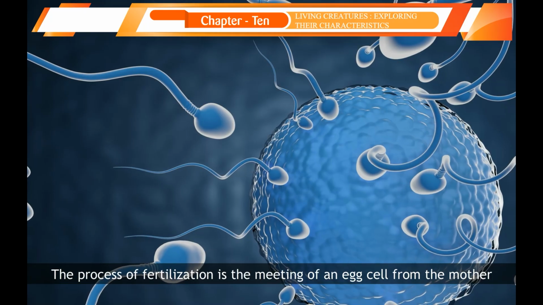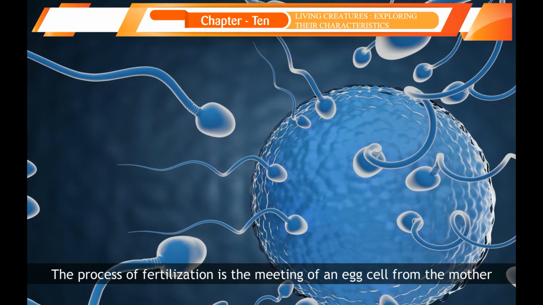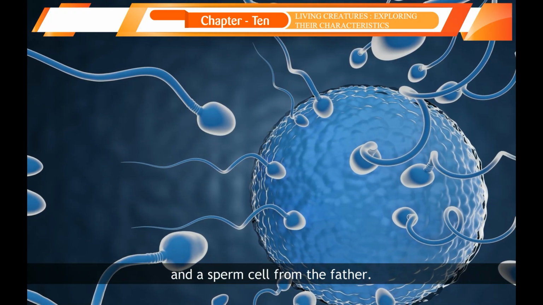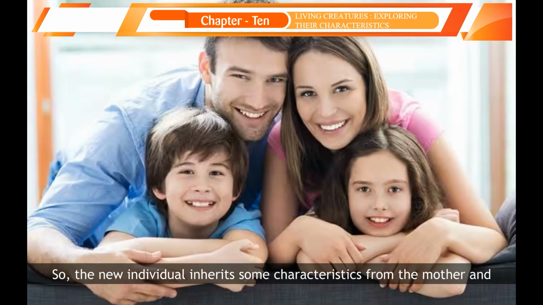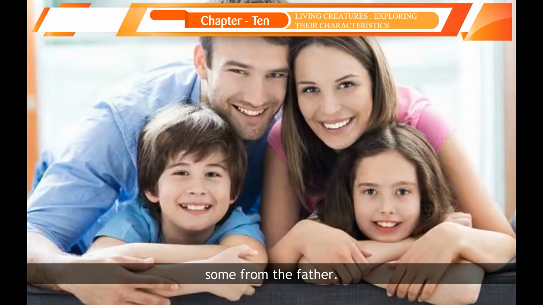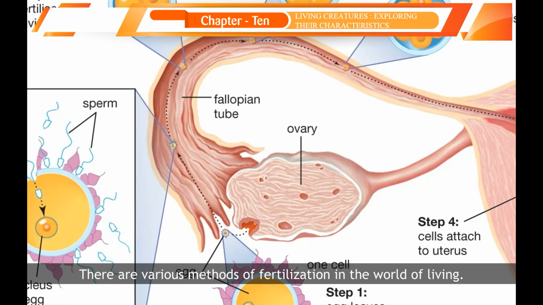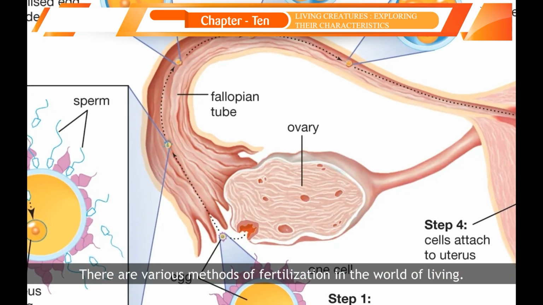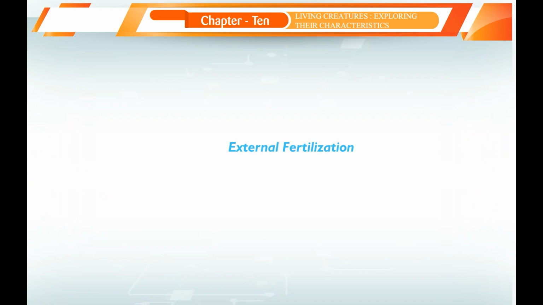The process of fertilization is the meeting of an egg cell from the mother and a sperm cell from the father. So the new individual inherits some characteristics from the mother and some from the father. There are various methods of fertilization in the world of living.